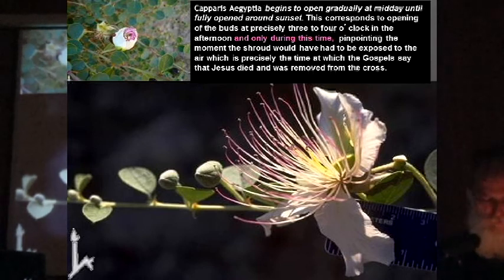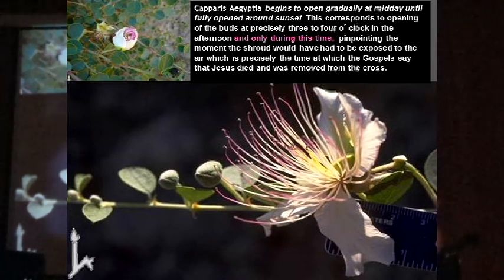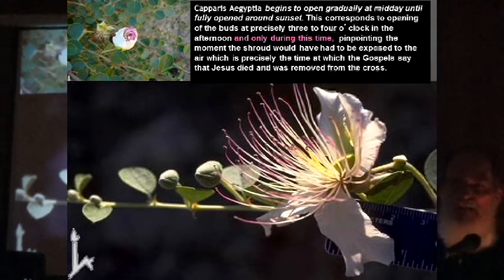So it pinpoints a moment in time where the shroud would have had to have been exposed to the air at precisely the time when the Gospels say that Jesus died and was removed from the cross. Now, if it's a forger, he's pretty good. He had to go out and find those, had to go all over the world to find those spores and get them on there. Be sure they lasted that long.